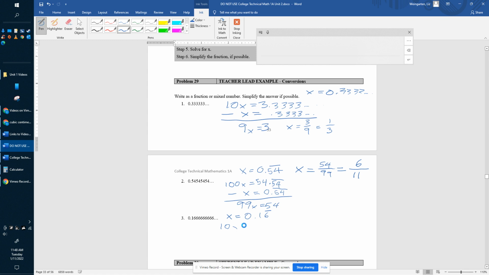10x equals 1.6 repeating. I'm going to do 6 repeating because we're going to have to subtract that off. Minus x, and x again is 0.16 repeating. And we get 9x equal to 1.5.